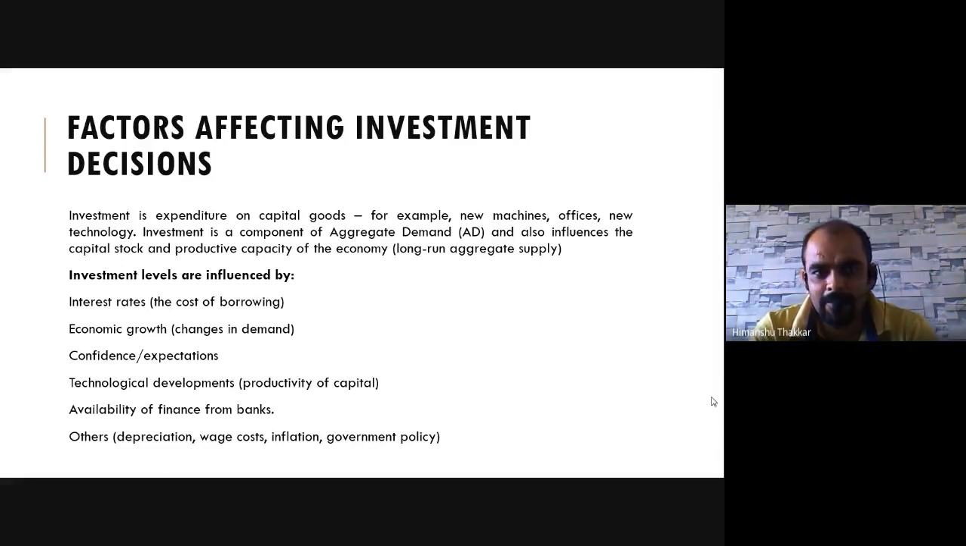So, investment levels are influenced by interest rates, that is the cost of borrowing, and economic growth, which decides the demand in the market. Then the confidence and expectations of the other investors also affect your investment decision. Technological developments and availability of finance from banks also affect investment decisions, and there are still other factors like depreciation, wage cost, inflation, government policy. All these also affect your investment decisions.